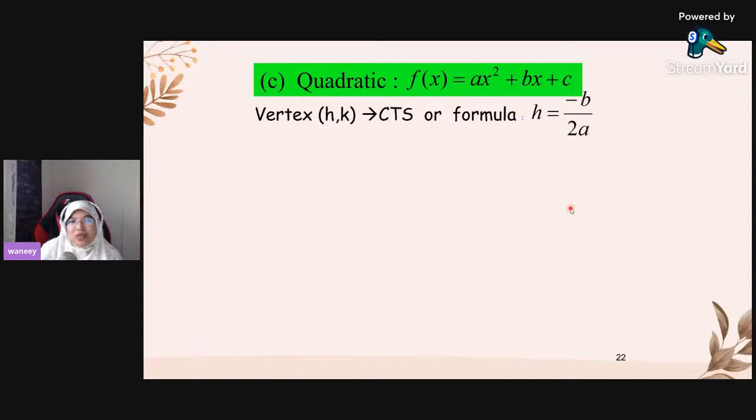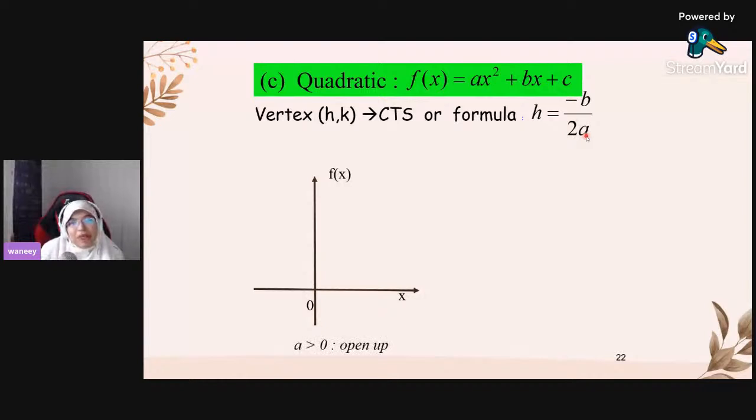If you are really good with your completing the square, then you can do completing the square. If you find that completing the square is a bit tough, then you might want to use the formula. Kadang-kadang tough, kadang-kadang rasa macam nak cepat sikit kan. Okay, so make sure to calculate your vertex. Okay, so (h, k) from completing the square, or if you have h equal to negative b over 2a, then k is simply substitute the x with negative b over 2a.